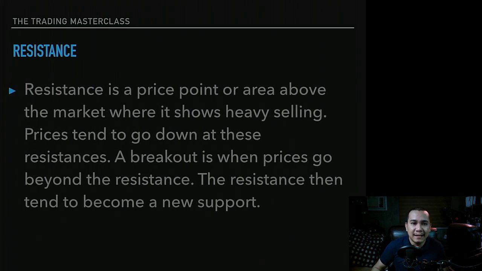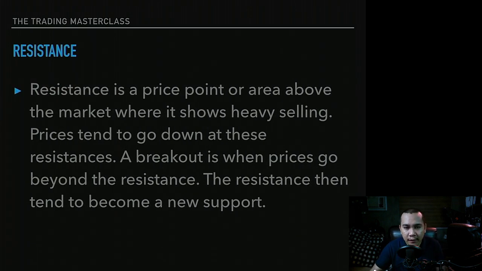What is a resistance, right? A resistance is a price point or area above the market where it shows heavy selling. Prices tend to go down at these resistances. A breakout is when prices go beyond that resistance. The resistance then tends to become a new support.